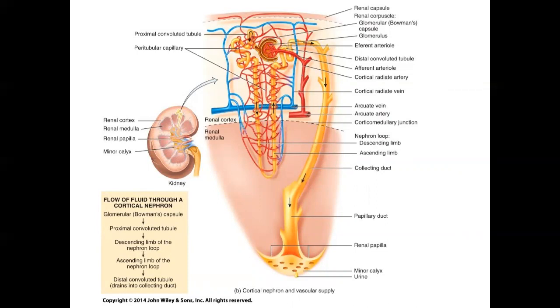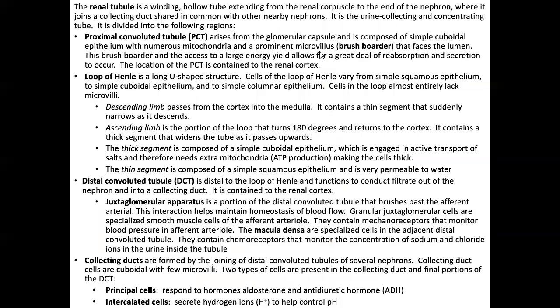Now up here, close to the distal convoluted tubule, the collecting duct has some cells. So does the distal convoluted tubule, which help to really finalize that formation of urine. Those cells are called principal cells and intercalated cells. Principal cells respond to the hormones aldosterone and antidiuretic hormone, which we've talked about at various points this semester. So hopefully those will ring a bell.